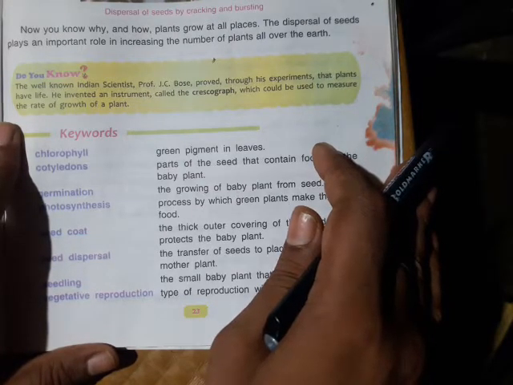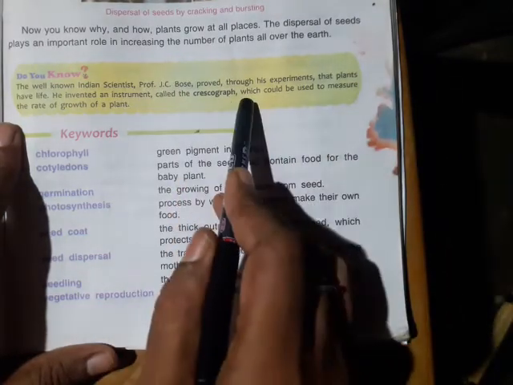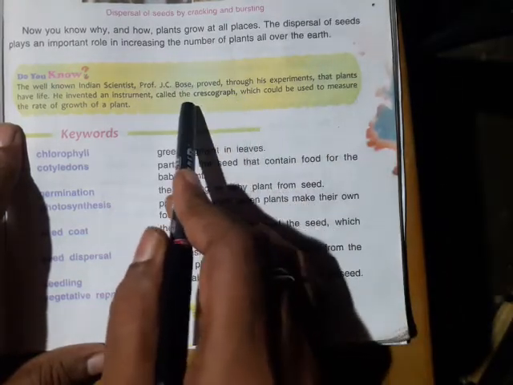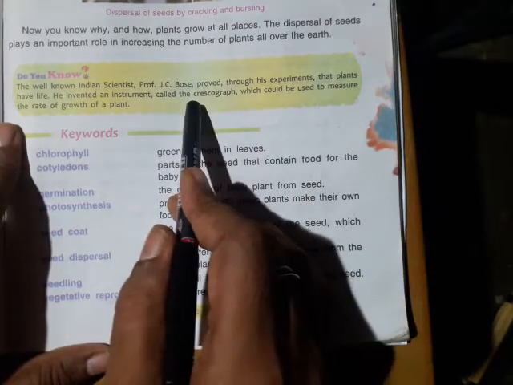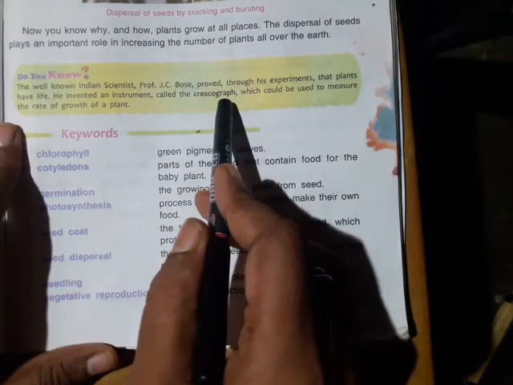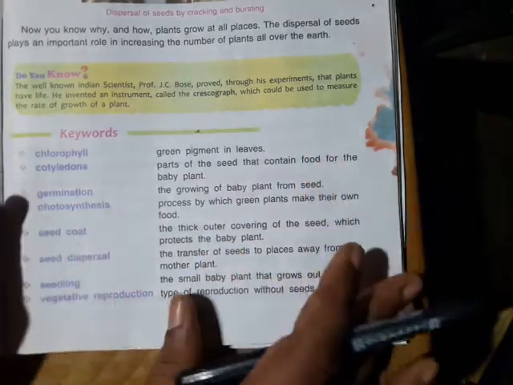And after that what happened? He invented an instrument, the name of that instrument is crescograph. Through this instrument you can recognize that plants are also living things. Okay, thank you.